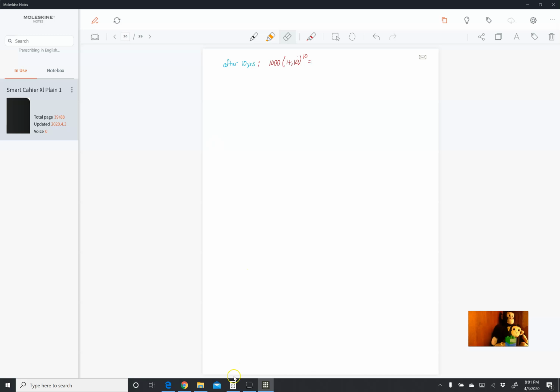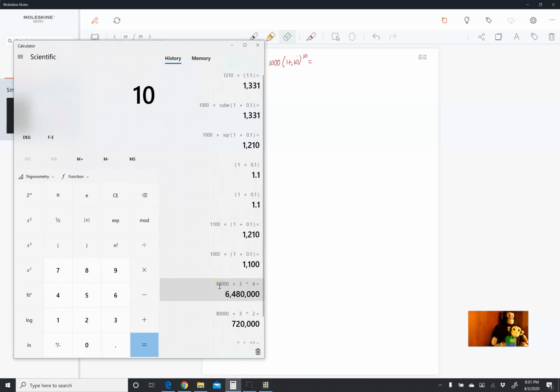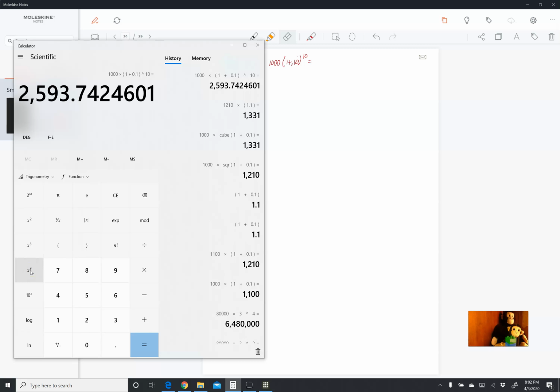And if we do that, we're going to raise this to the 10th. So on your calculators, you see this x to the y? That's an exponent. Let's put in a caret, which represents exponent, and this is to the 10th. And this is saying we have $2,593, and this is dollars and cents, so we round to the nearest hundredth. $0.74 after 10 years. So we've more than doubled our money, but remember, we have a huge interest rate here.